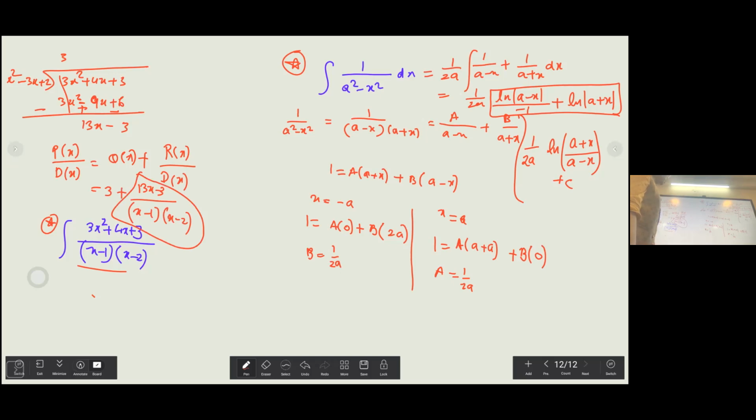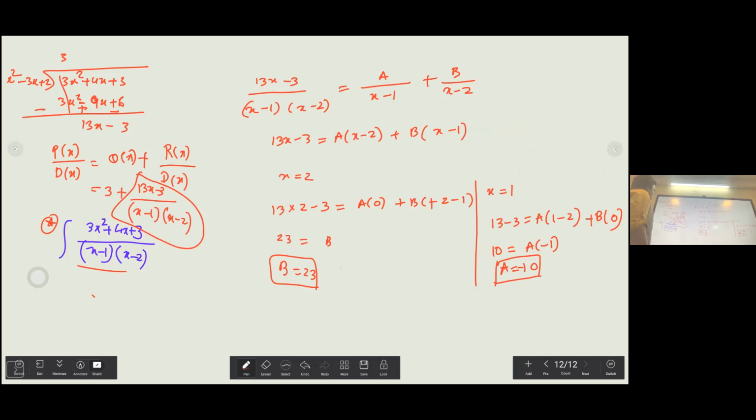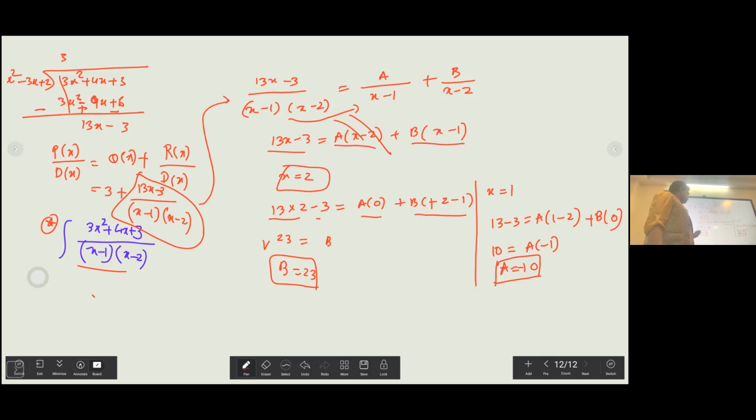So let's do the partial fraction now. 13x minus 3 upon (x minus 1)(x minus 2), first split it as A over x minus 1, B over x minus 2. Cross multiply, so you get 13x minus 3 equals A times (x minus 2), plus B times (x minus 1). Now to get the value of B, you plug x as 2. The intention is to make one of the brackets 0. So you get 13 times 2 minus 3, so you get 23, and A times 0, and you get B times 1. So that's why I got B as 23, and you similarly plug x as 1 on both sides, you get the value of A as negative 10.